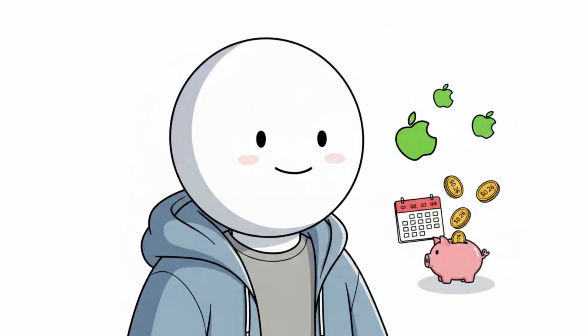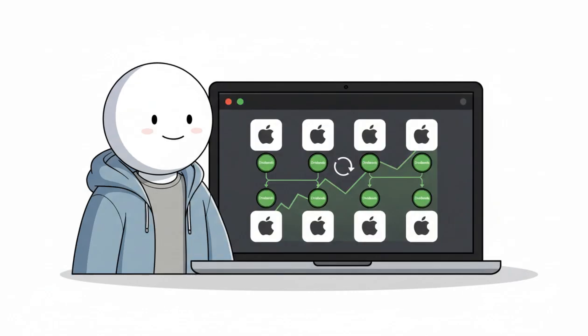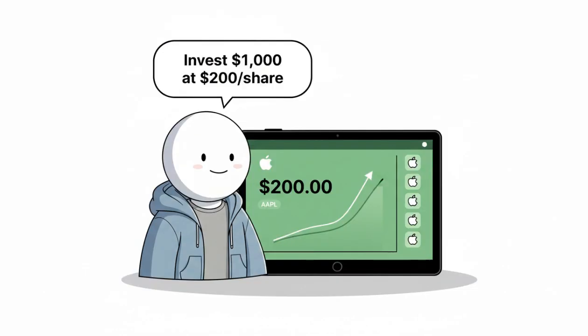Now let's talk about what happens after you invest. Apple pays a quarterly dividend, recently around 26 cents per share per quarter. If you own shares on the record date, you receive dividend payments in cash to your brokerage account. Most platforms allow you to enable DRIP, Dividend Reinvestment Plan, which automatically reinvests those dividends into more Apple shares, accelerating compounding.